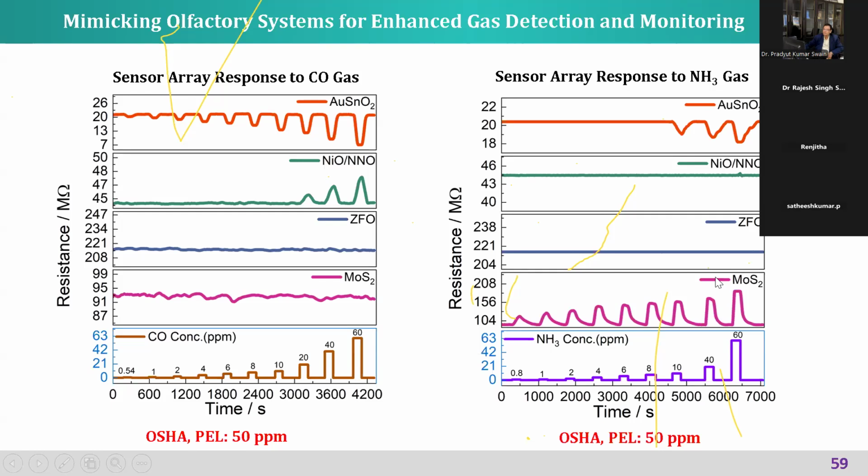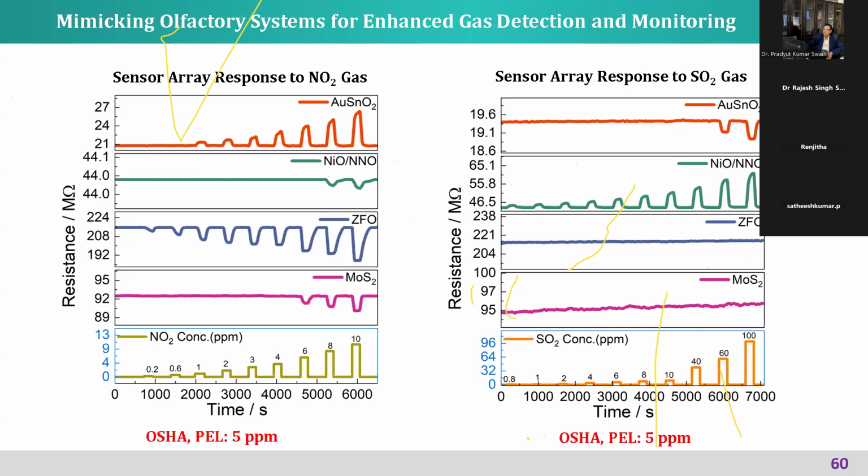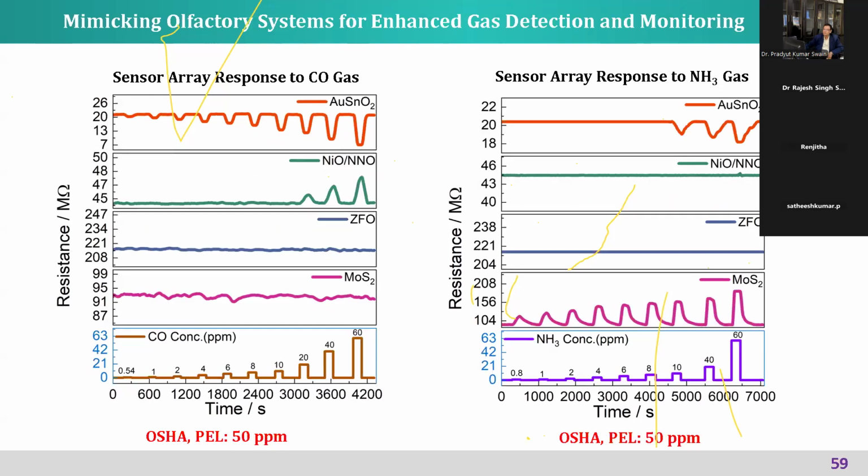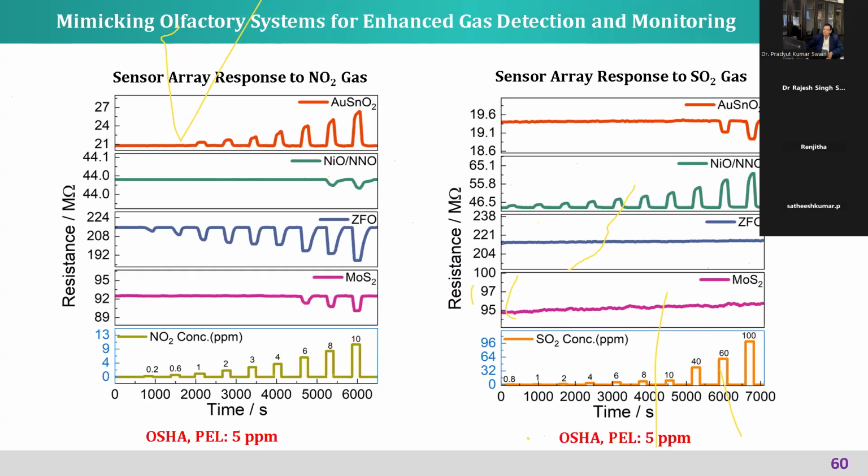I hope you could all follow, because this is an important study. So we develop a library like this. We make 4 sensors on a platform, and every time we pass a single gas with different concentrations and collect the data. This is for the 4 different gases: CO, NH3, NO2, and SO2, as individual gases.